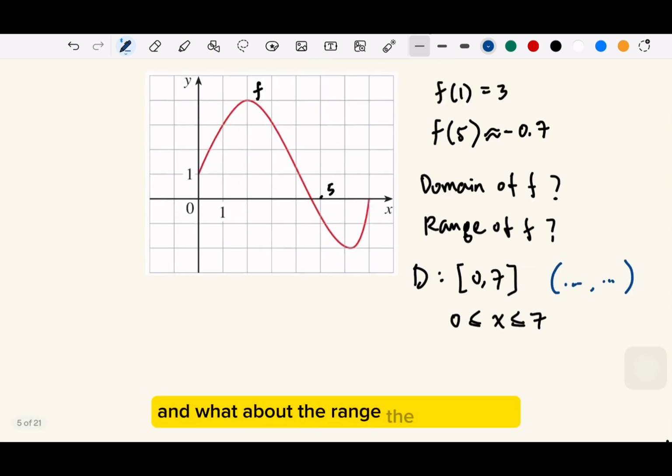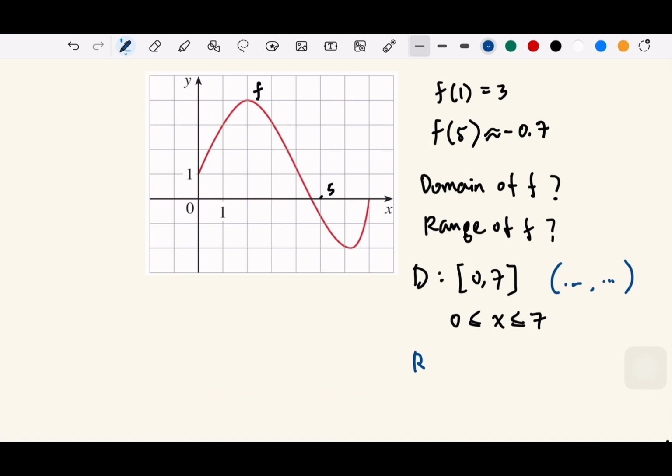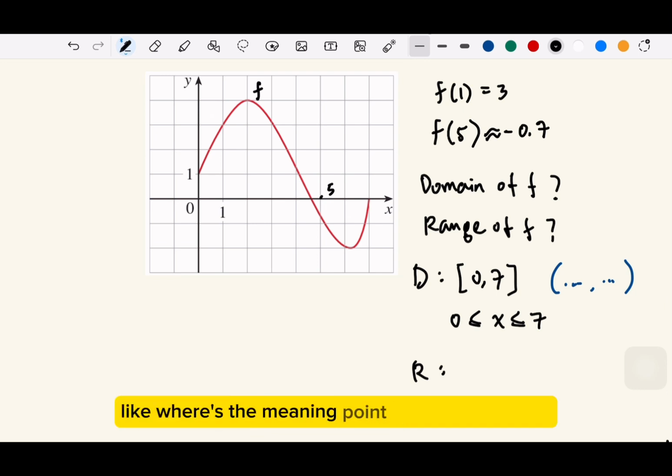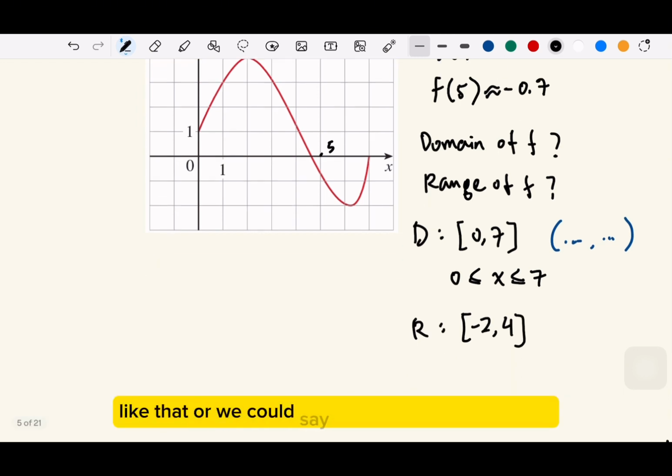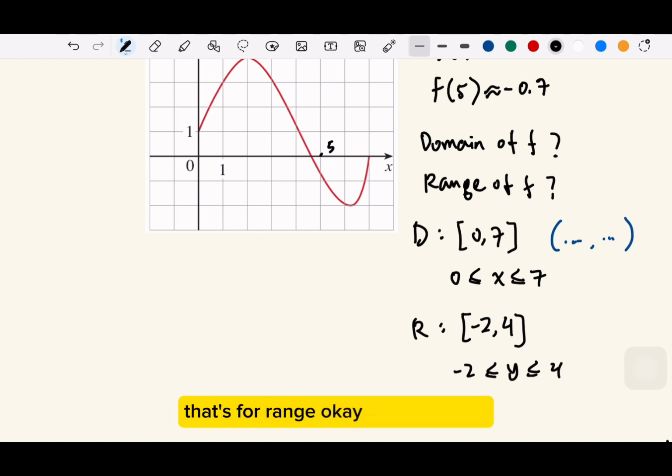And what about the range? The range, let me write. Range is the height, like where's the minimum point of the function? So here. And what's the maximum point there? It's about 4, right? 2, 3, 4. So we could say that this will be included like that. Or we could say it starts from -2, y, and 4. That's for range. Okay, too easy.